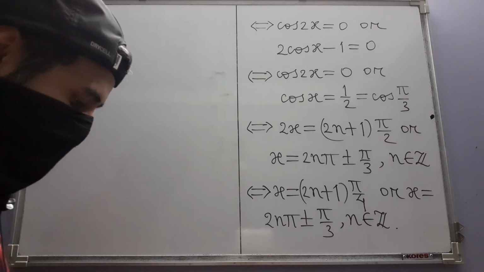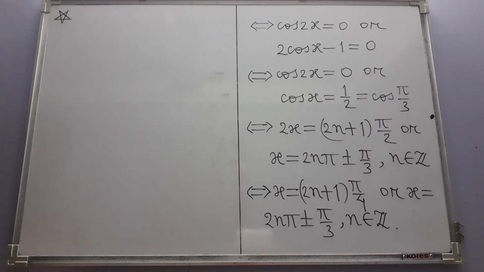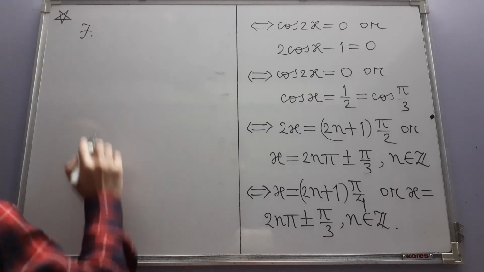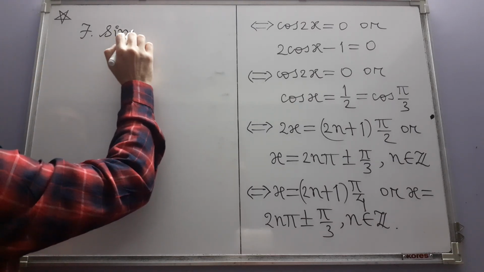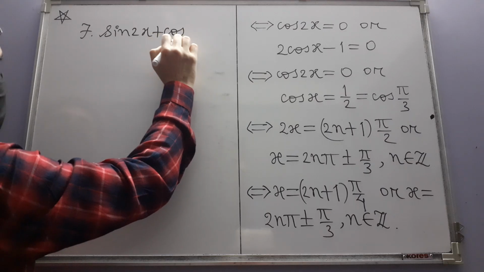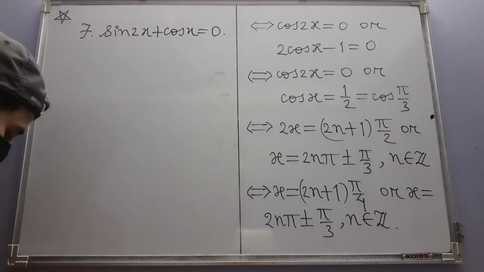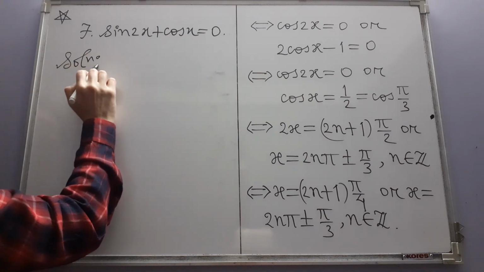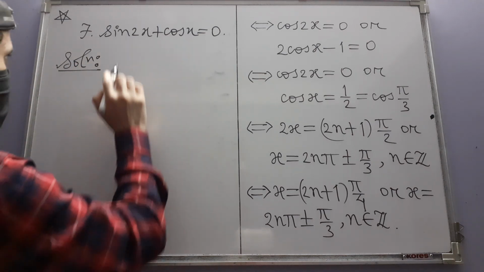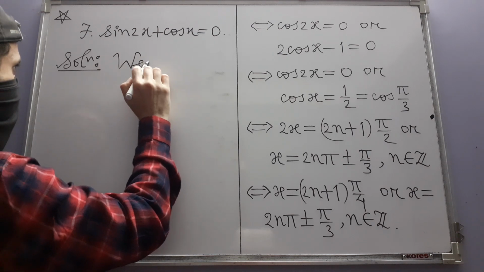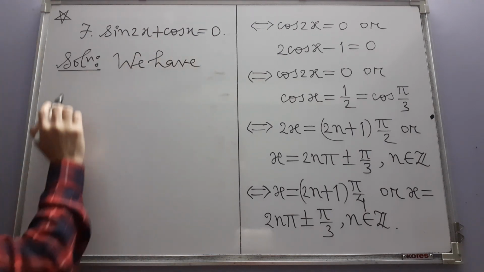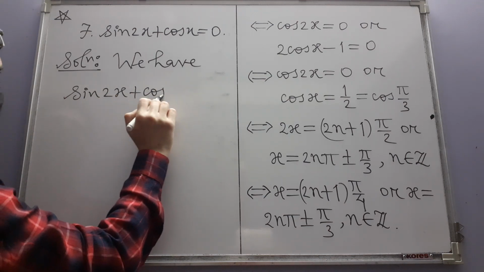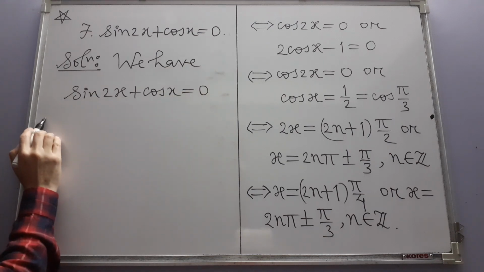Okay, now leaving signs, there is one more of this type. The seventh one. This one is sin 2x plus cos x equals 0. After that, we will see other trigonometric functions. Sin 2x plus cos x equals 0.